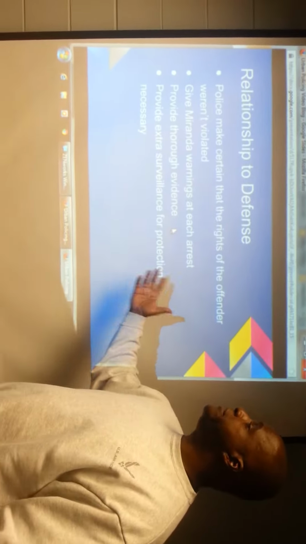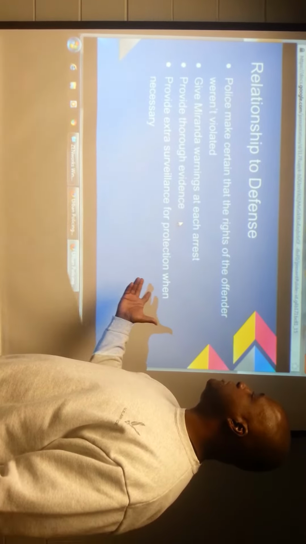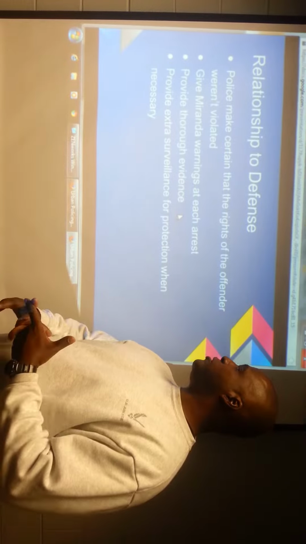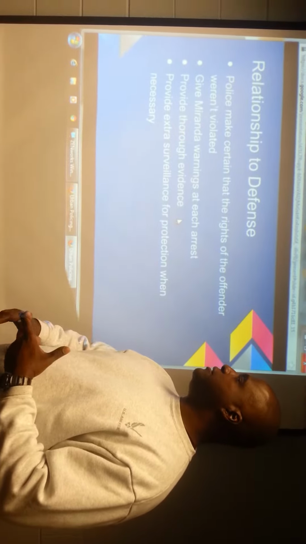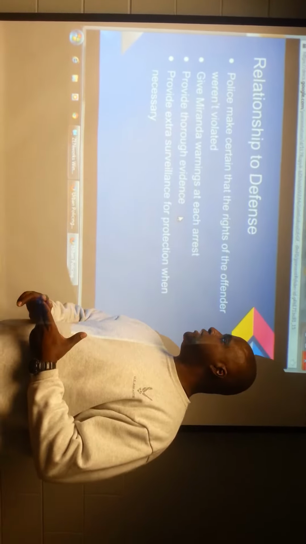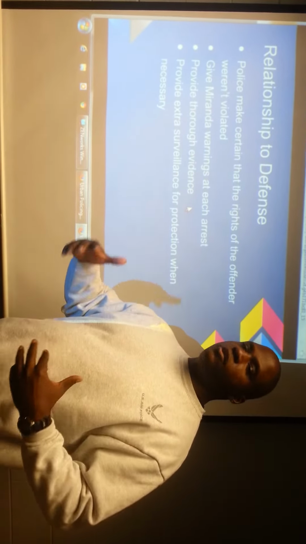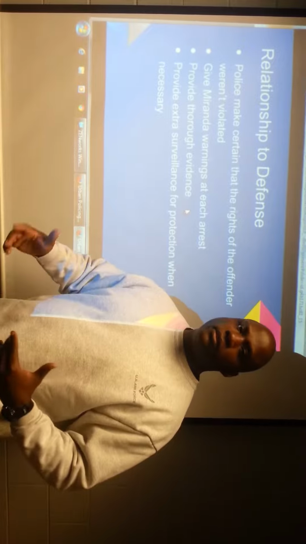Relationship to defense. Police make certain that the rights of the offender aren't violated. They make certain that Miranda warnings are given at each arrest. They provide thorough evidence, and they provide extra surveillance for protection when rival gang members move back into the neighborhoods.